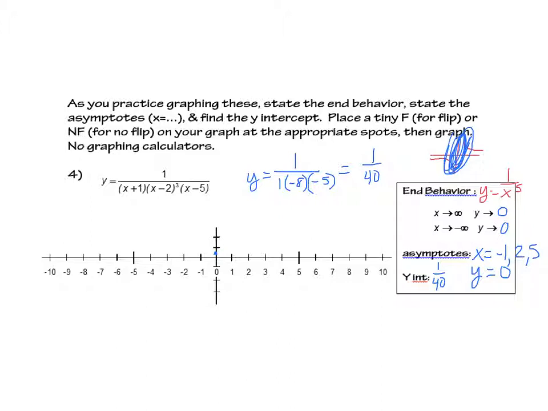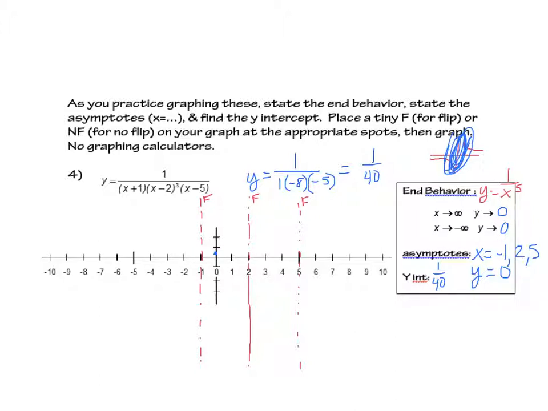All right, so let's graph this thing. First thing, let's put in our asymptotes. I've got one at -1. It is to the first power, so it's going to be a flip. I have one at 2, and it is cubed, so that's odd, that's a flip. And I have another one at 5, and it's to the first, so it's also a flip. So everything's going to flip for me here.